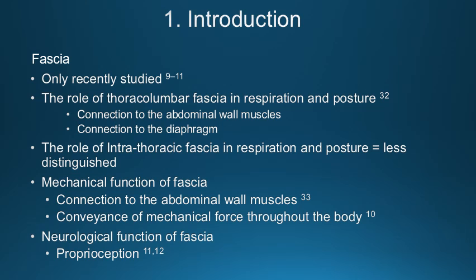The fascia are made out of fibroblasts, which also have a proprioceptive function. This function implies the neurological component of fascia and posture.